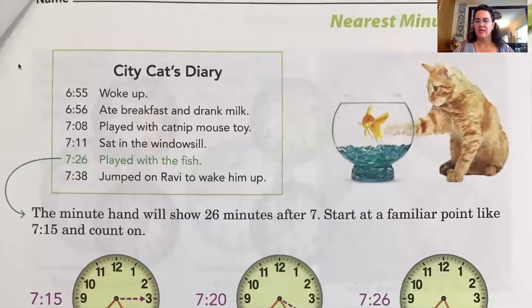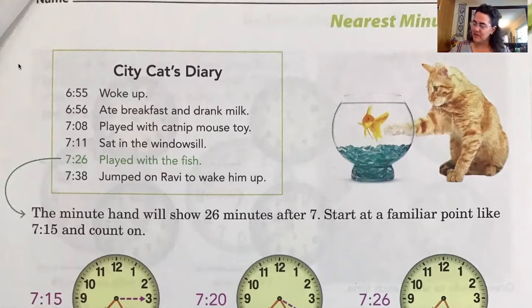Okay, second graders, so here we are looking at the worksheet 12.3 nearest minute, and we're talking about City Cat's diary. Let's read through it together. At 6:55, what happened? City Cat woke up. At 6:56, the City Cat ate breakfast and drank milk. At 7:08, he played with a catnip mouse toy. At 7:11, he sat in the windowsill. At 7:26, he did what? He played with the fish. Good job. And at 7:38, he jumped on Ravi to wake him up.